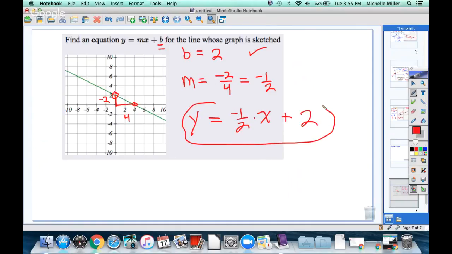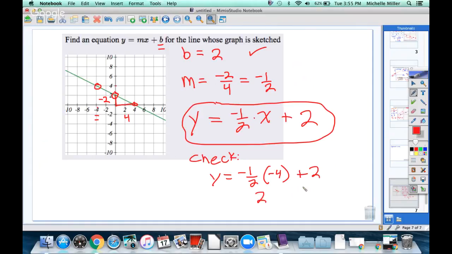To double check that that's the equation, I'm going to estimate another point on this graph. It looks like I have the point -4, 4. So I'm just going to check by plugging in -4 and seeing what happens. So check. y equals -1/2 times -4 plus 2. Negative times a negative is positive. Half of 4 is 2. Plus that 2 over there gives me a 4, and that's the point right there. -4, 4 appears to be on this graph, so my line agrees with that. So now I am double sure this is the right equation for that line.